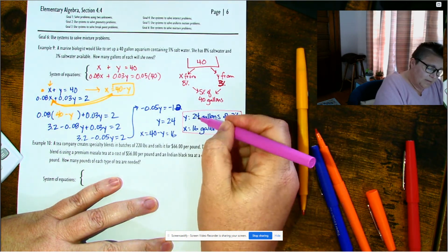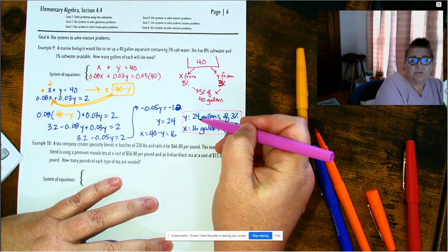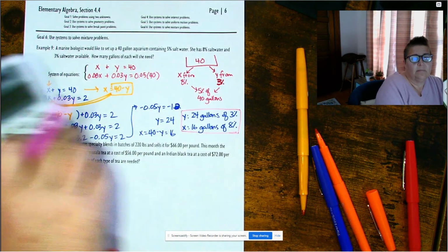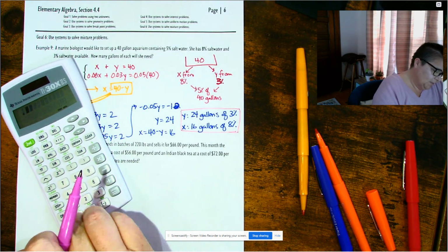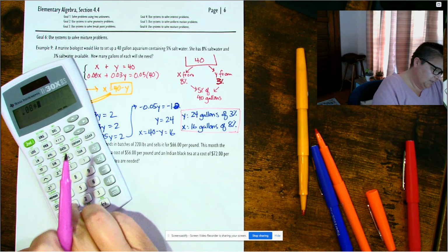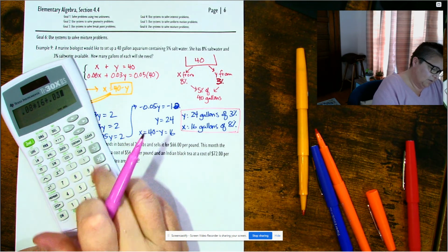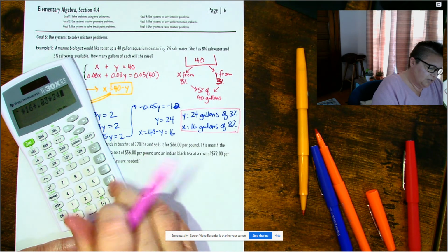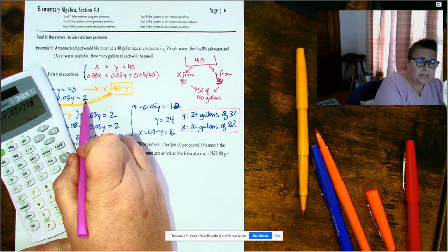Before I give this as my final answer, I want to check that these two add up to be 40, and they do. 24 plus 16, x plus y, does equal 40. And then I'm going to take 0.08 times the 16 plus 0.03 times the 24. And I want to make sure that when I do that, I get the 2 that's here.